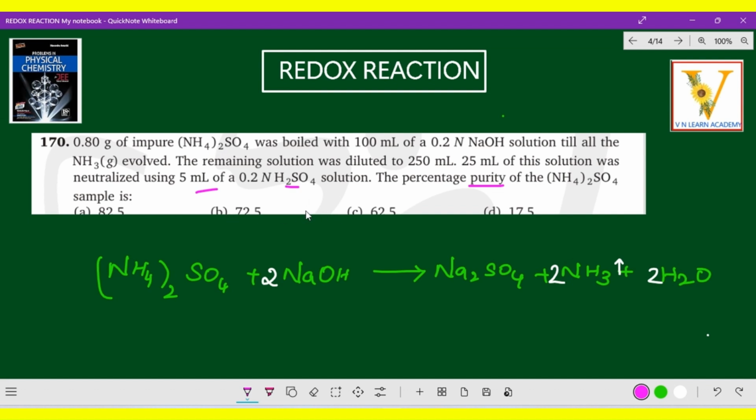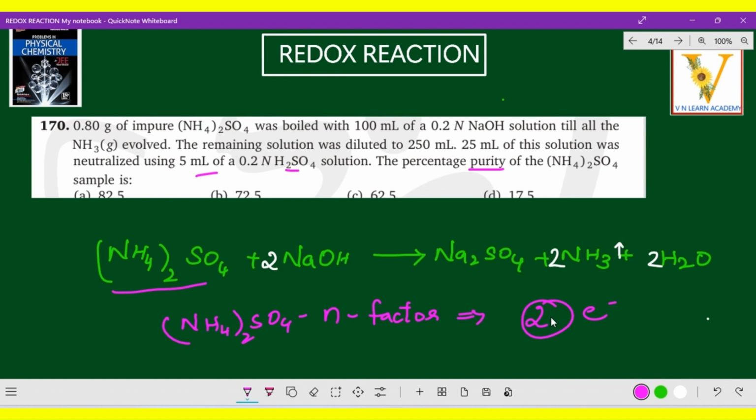Now, they are asking the percentage purity. Come on, let us discuss how to solve this problem. Suppose they are giving such kind of questions, let us write the equation so that it will be easy for us to identify. So, ammonium sulfate combined with sodium hydroxide, you are getting sodium sulfate plus ammonia gas, which is evolved, and water molecules. Now, in that, what is the N factor? N factor is nothing but the number of electron change. So the number of electron change of ammonium sulfate only we have to identify. So the ammonium sulfate N factor is actually 2 electron. Now why I'm mentioning this, we require this point.